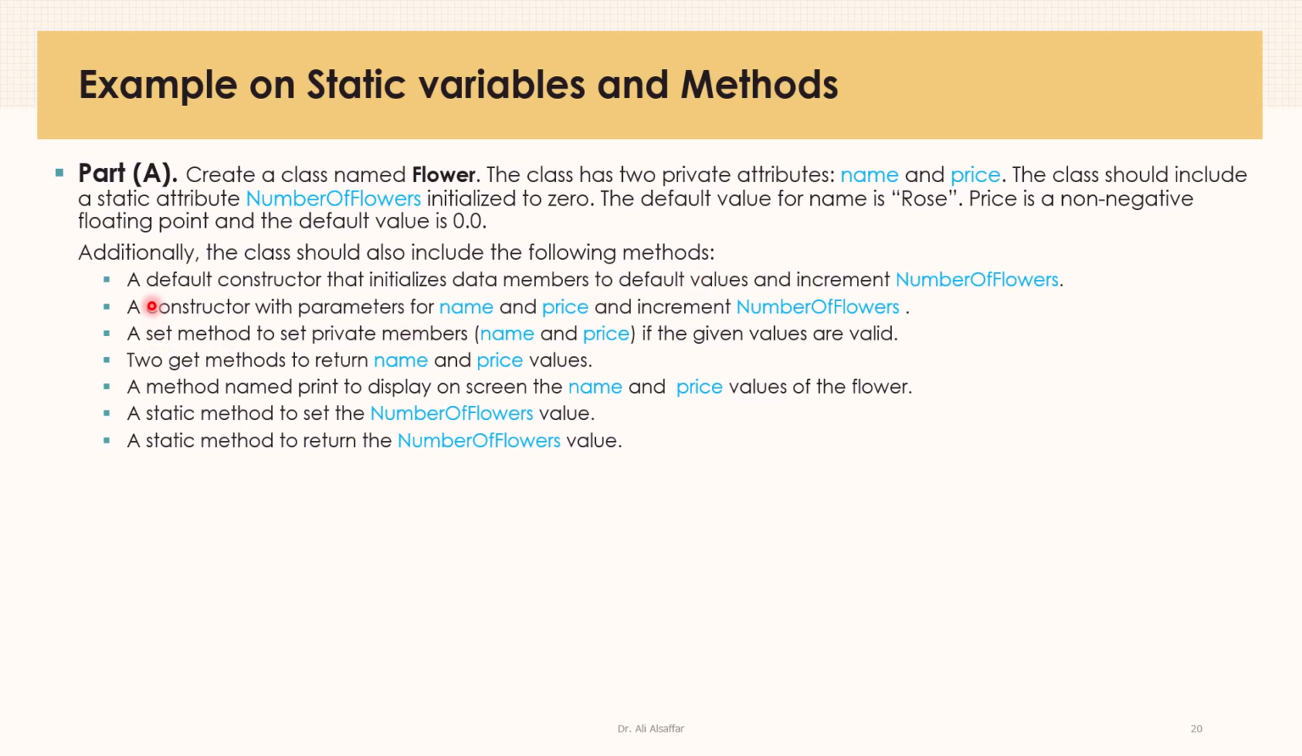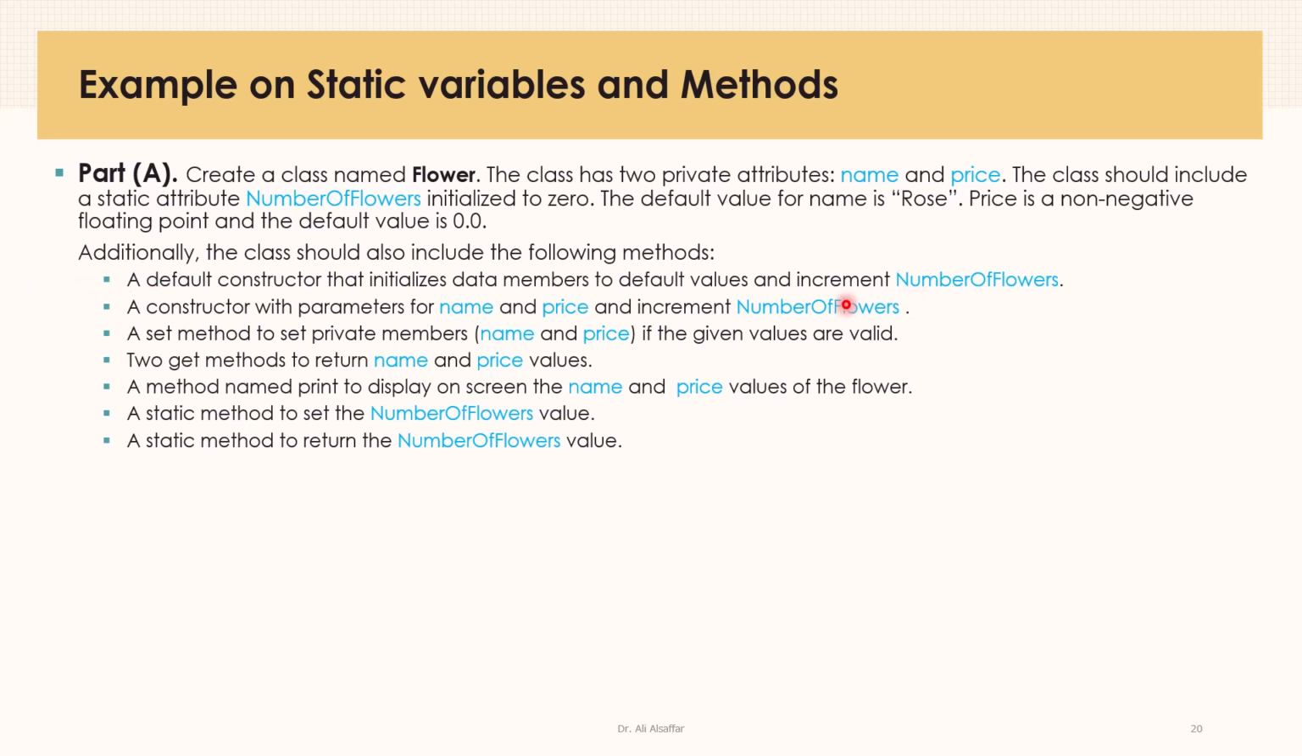First, we need two constructors. The first constructor is a default constructor that initializes the data members to their default values. And at the same time, it will increment the static variable number of flowers by 1. When this constructor is called, when we create an object, it will initialize the name of the flower to rose and it will initialize its price to 0. At the same time, it is going to increment number of flowers.